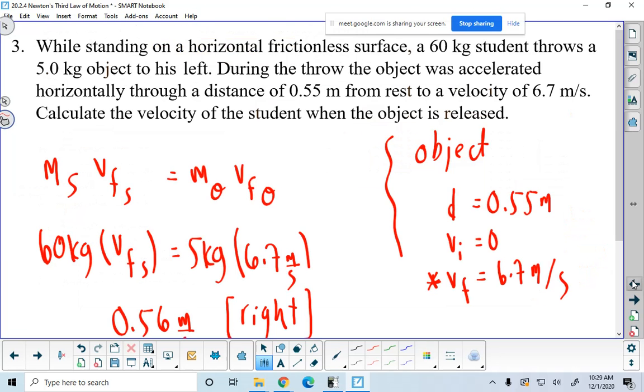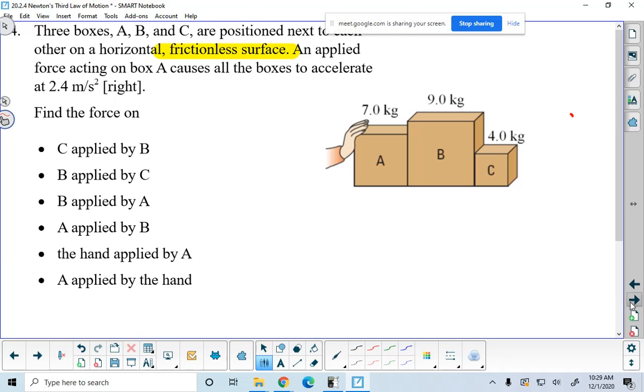We're going to go back now and put that into here. Applied on C by B is 9.6 newtons. Now, Newton's third law says whatever force B pushes on C with will be equal in magnitude to the force that C pushes on B with. So this will also be 9.6 newtons. The force on C by B is to the right, and the force on B by C is to the left.